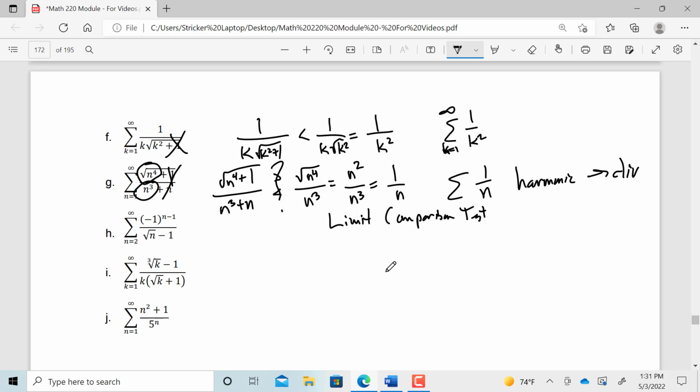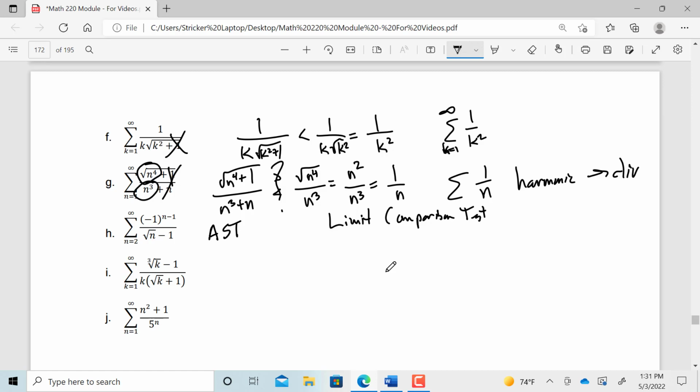H, right off the bat, I see alternating. That's an indication that I would want to use the AST right there. Hopefully that makes sense. It should be easy to show that terms are decreasing and that we have a limit that approaches 0 there.